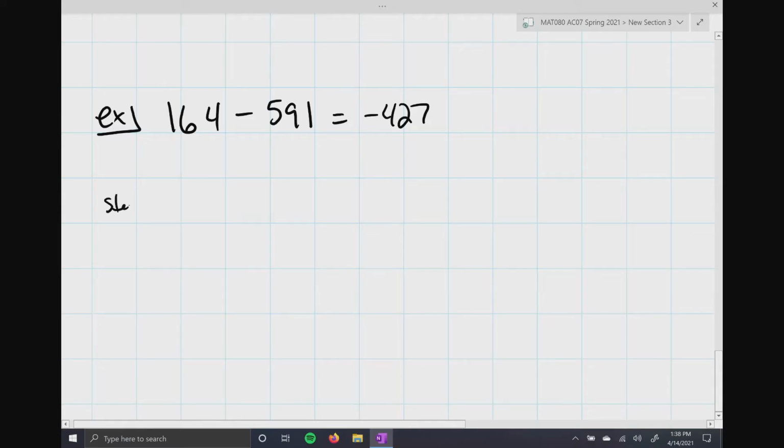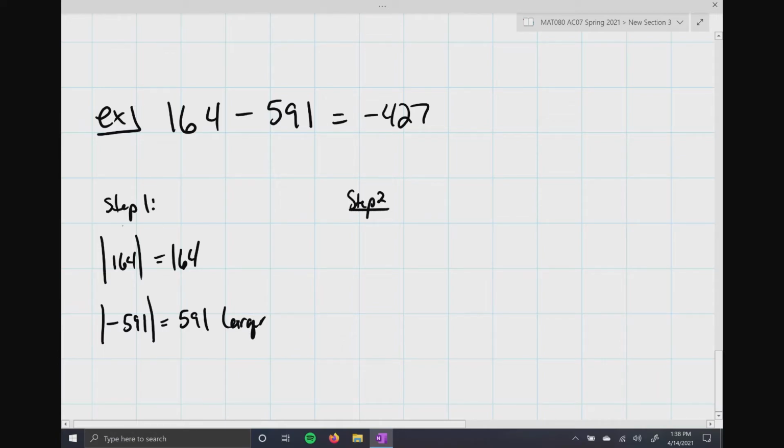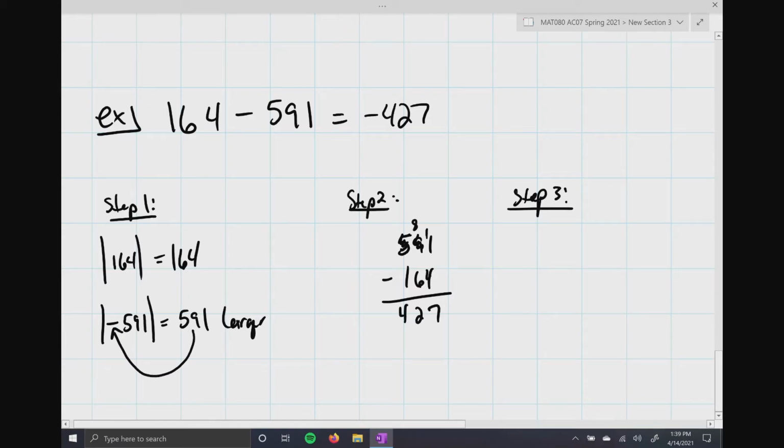So step 1, let's find the absolute values. So this is definitely larger. Step 2, we're going to take 591 because that's the larger. We're going to subtract 164. So I have to borrow, which stinks. Oh, nope, that stays a 5. So 11 minus 4 is 7. 8 minus 6 is 2. 5 minus 1 is 4. And then step 3 is the easiest step. Negative 427. So good job.